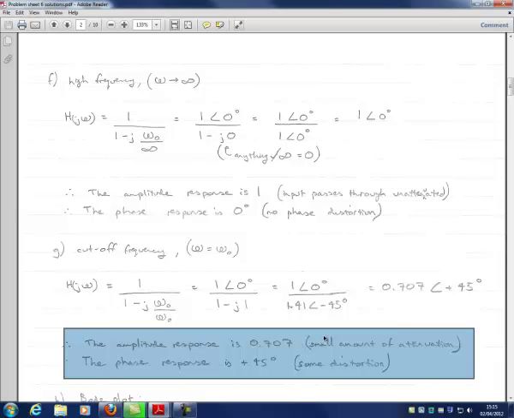It's not passing through perfectly, and it's the cutoff frequency, so we know this is the part where the behaviour gets a little bit interesting. And the phase response is plus 45 degrees, so there is some distortion. There's a moderate amount of distortion there.